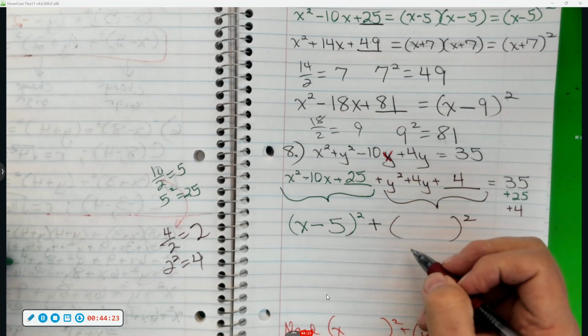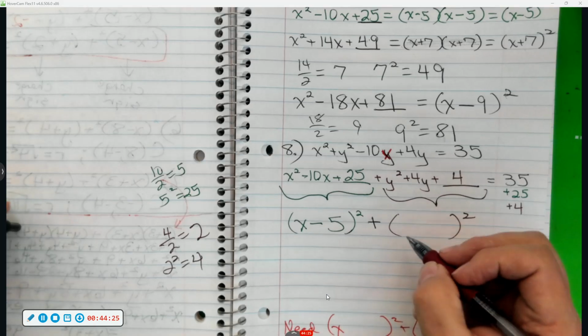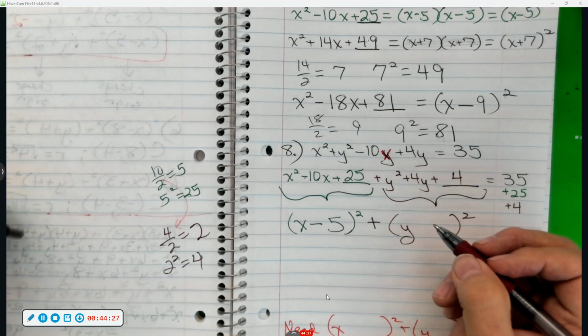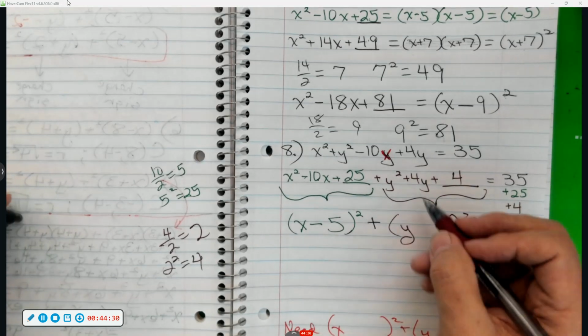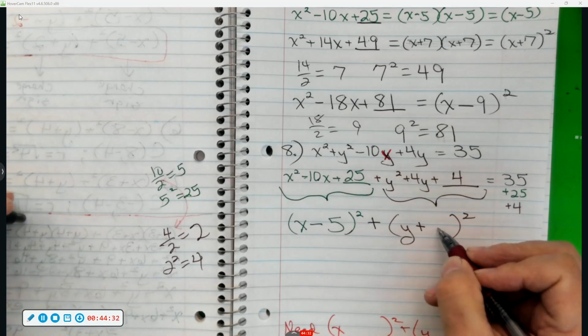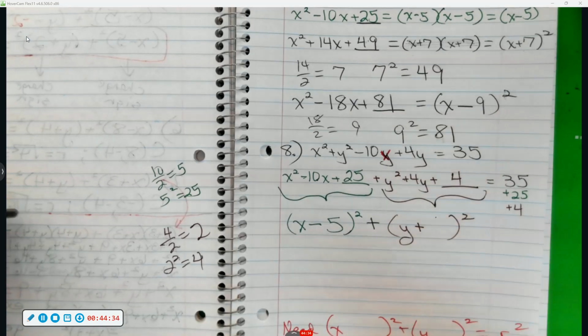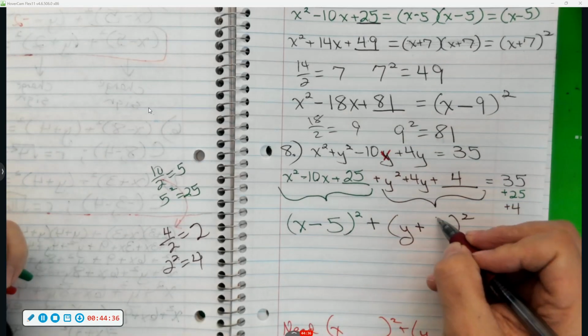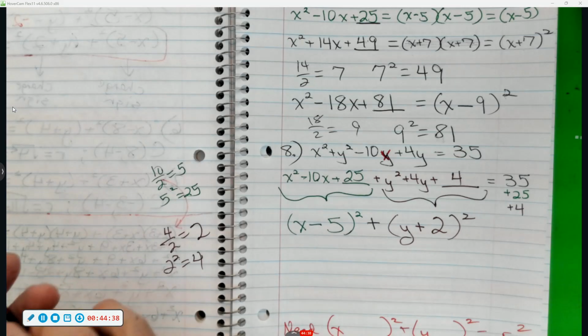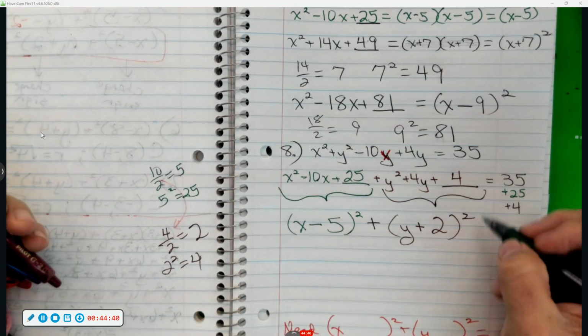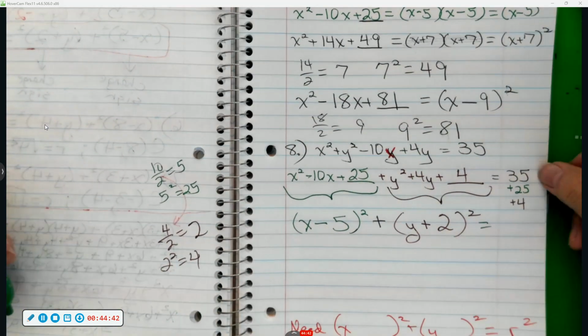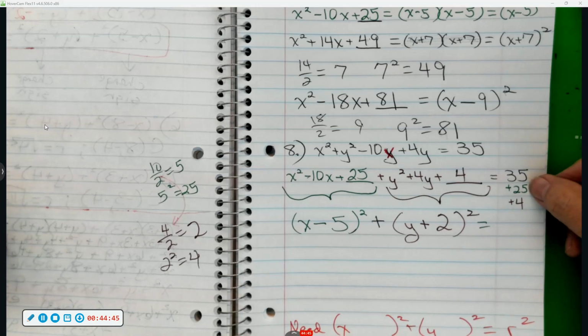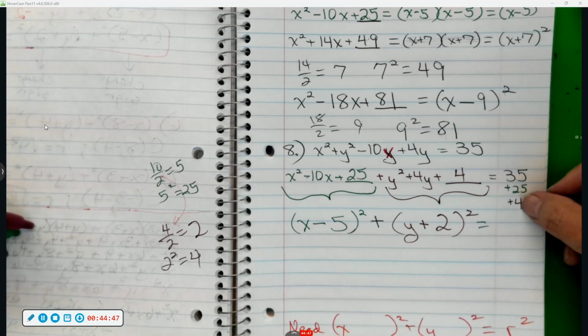I'll get us started. Variable, y, sign, plus, number... no, not 4, 2. It's half of that number, which is 2. Now let's add these numbers here. 35 plus 25 is 60 plus 4.